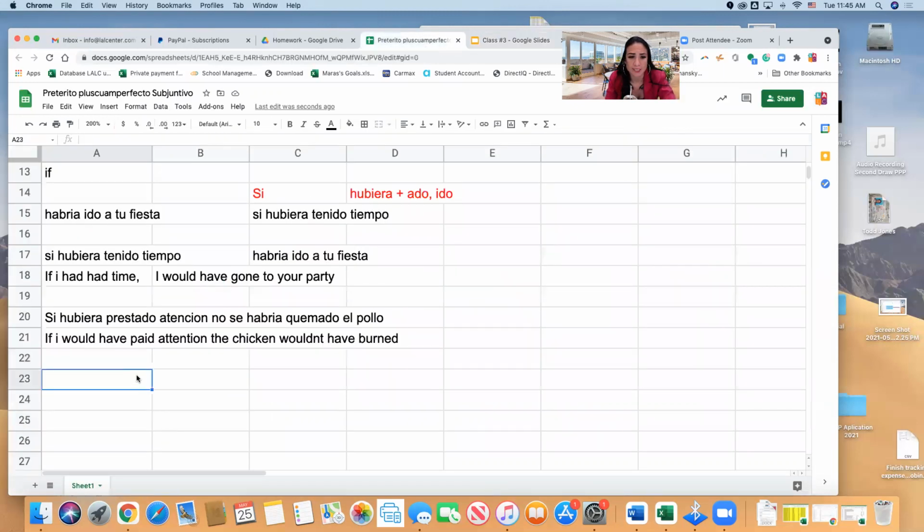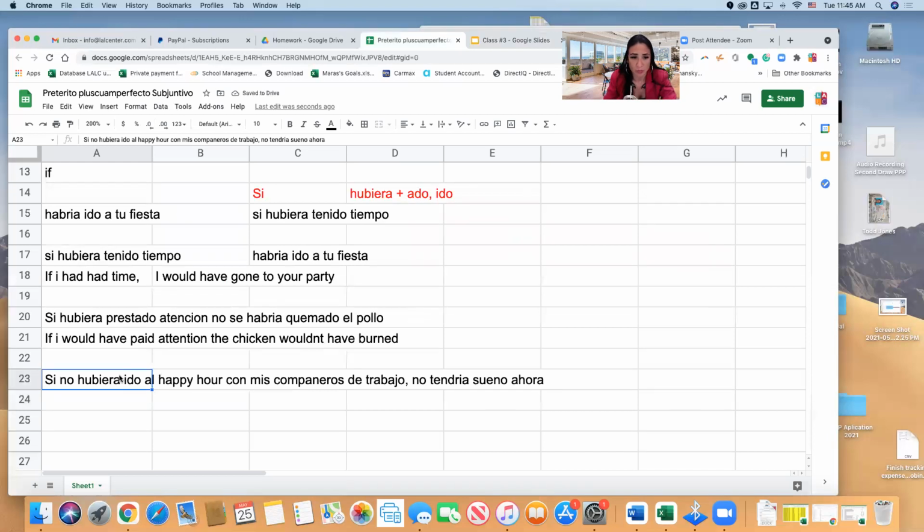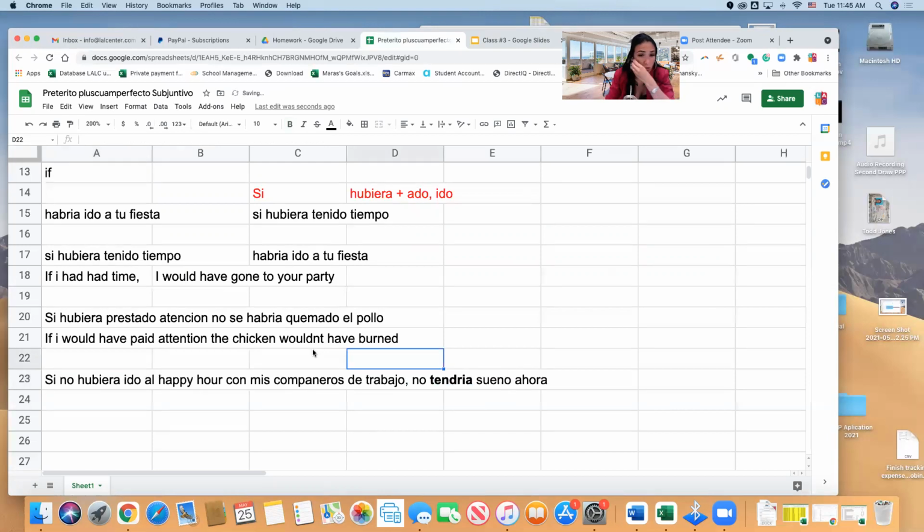And another thing also, let's say, is something that you did and is affecting right now, then you have to use the conditional simple. For example, in that example, si no hubiera ido al happy hour con mis compañeros de trabajo, if I wouldn't have gone to the happy hour with my coworkers, no tendría sueño ahora, right? I wouldn't be sleepy right now because it's happening right now. So when it's happening right now, you use the conditional simple, no compound, no de habría.